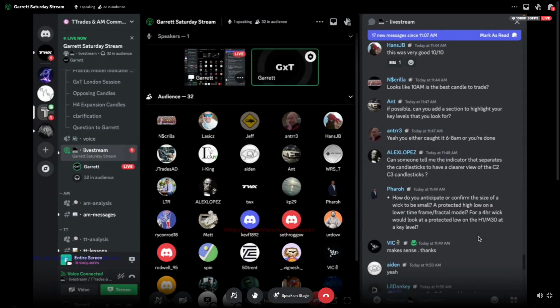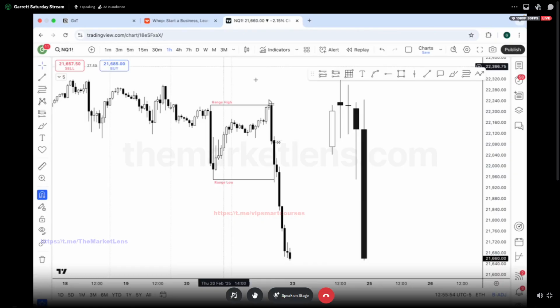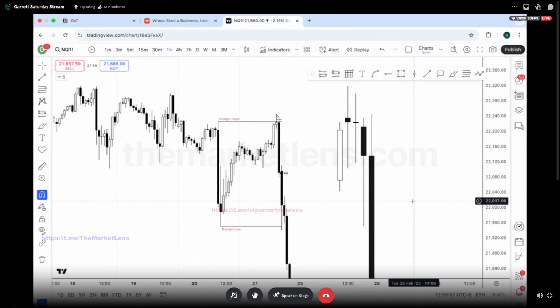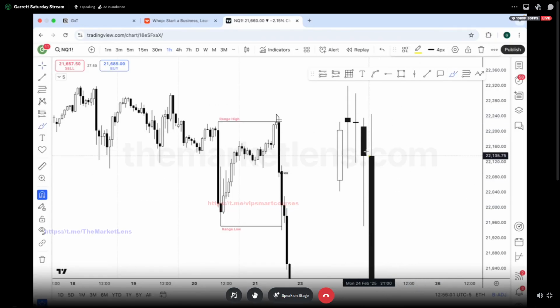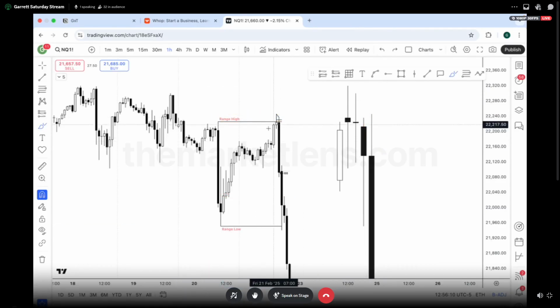How do you anticipate and confirm the size of a wick to be small and protect the high-low on a lower time frame fractal model? So it's like this. When we run out, as soon as we hit a reversal point, you're going to look at the wick size. So see the daily wick here, right? As soon as we hit this reversal point and also create SMT, this is a potential reversal point, especially with SMT. So when we get a fractal model at the reversal point, that confirms the higher low of the day for me.